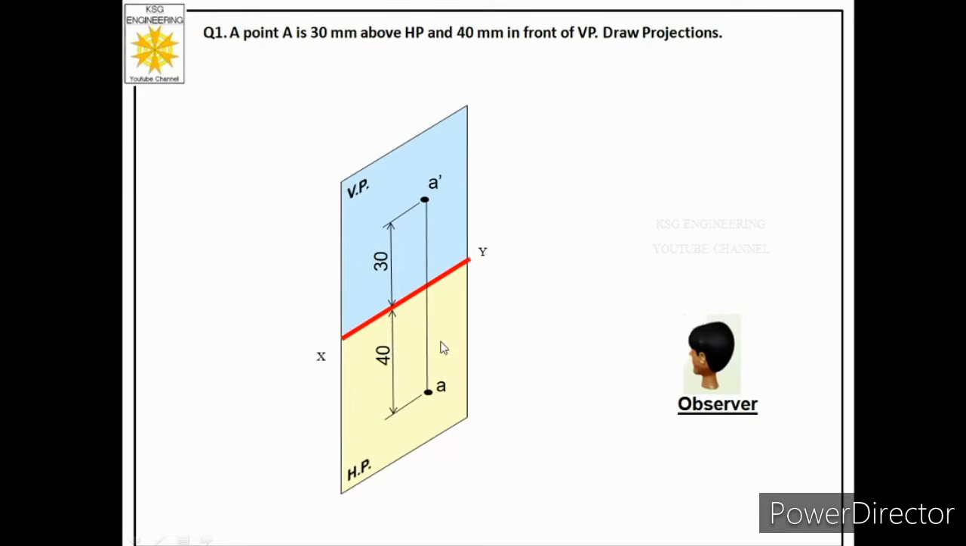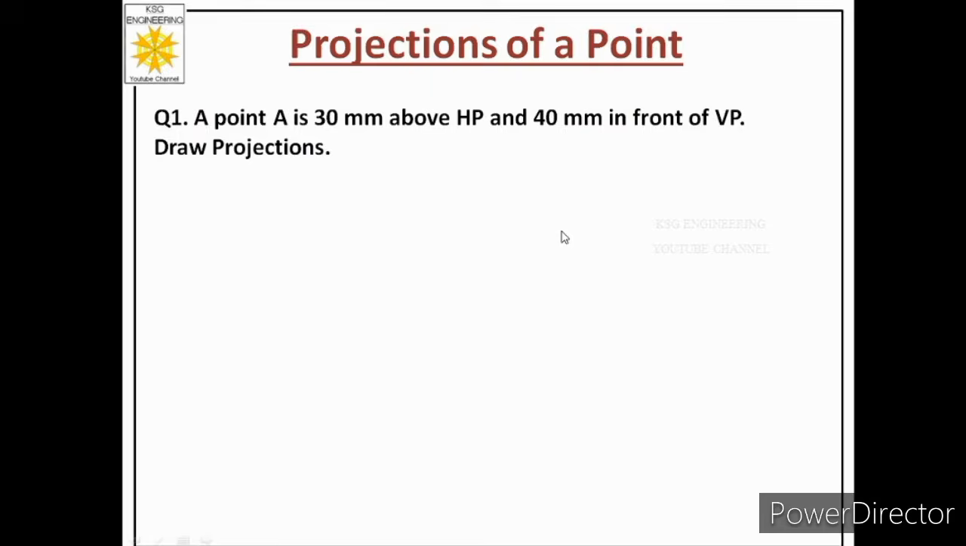Okay, now we will learn how to solve this problem on paper. So we have learned this case 1, and now we will see its solution. So let us understand how we can solve this case on paper. So whenever we are solving any problem on points, the very first step is we have to understand the quadrant of the problem. So we have seen that we are given distances above HP and in front of VP. So above, in front means the point is in first quadrant.